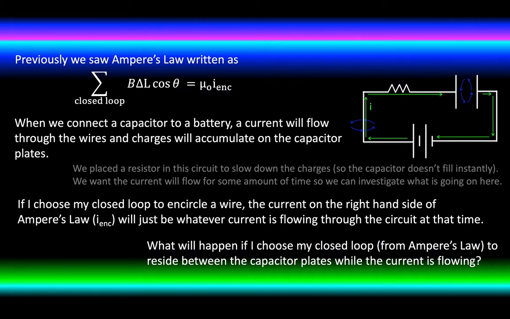What will happen if I choose my closed loop that I study when I look at Ampere's law to be between the capacitor plates, where somehow there is no current flowing through the loop? Here, I very explicitly could see there's a current passing through the loop that I walk. But in this scenario, I'm going to have the capacitor on either side of my loop, so I don't have a proper current flowing through my loop. What will this look like when I apply Ampere's law?